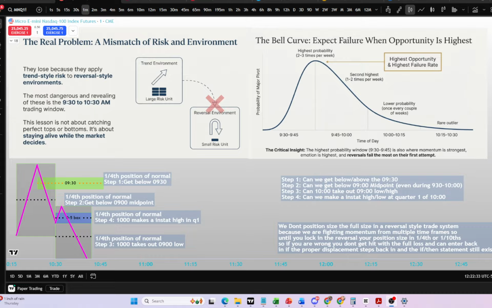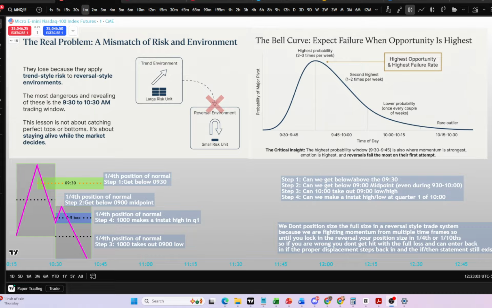And here's the paradox, and this is the key to the entire framework. That same window with the highest probability is also where momentum is strongest. 9:30 to 10:30 is where the easiest but biggest volatility comes consistently daily. Emotions are high for younger, inexperienced traders, so they're more likely to make mistakes, and the first couple of reversal attempts fail. That's why jumping in with full size is so destructive.